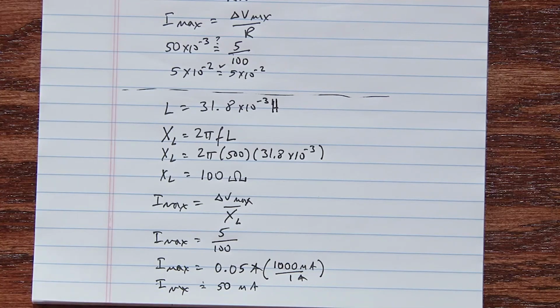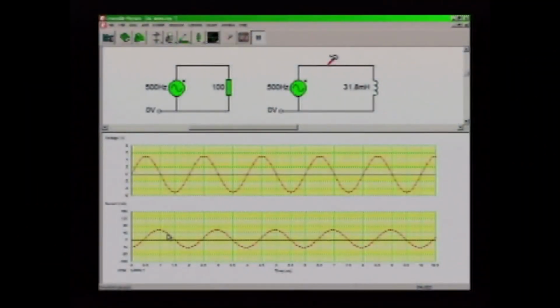Let's go back to our simulation. Here we have the current through the inductor. This is 40 milliamperes, and it's slightly higher than that, so we'll call that good. The even more interesting thing to see here is that the current through the inductor is not in phase with the current from the power source, from the alternating voltage source.